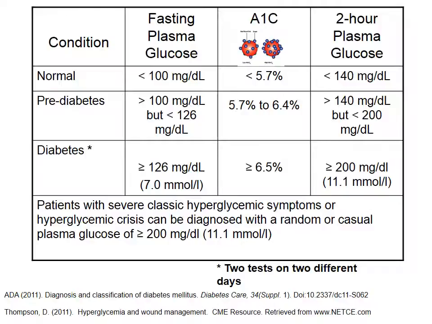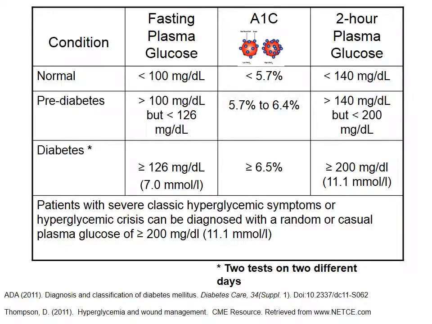Prediabetes, the fasting blood sugar is greater than 100 milligrams per deciliter and less than 125 milligrams per deciliter. An OGTT between 140 to 199 milligrams per deciliter 2 hours after starting the test, and a hemoglobin A1C that is between 5.7 to 6.4%.